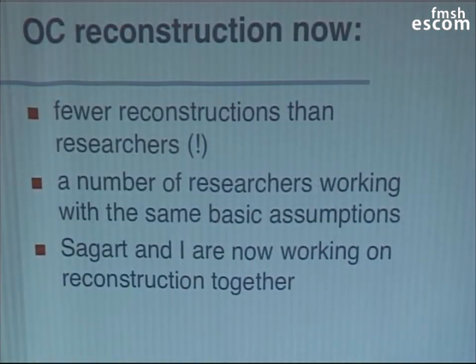So, here's the state of play at the moment. It now appears that there are fewer reconstructions of Old Chinese than there are people investigating Old Chinese, which is progress. That is, it used to be that everybody in the field had their own personal reconstruction. But there are a number of researchers working with the same basic set of assumptions.